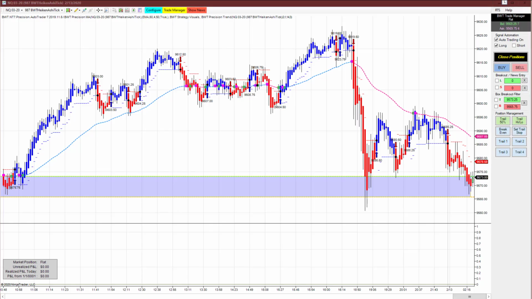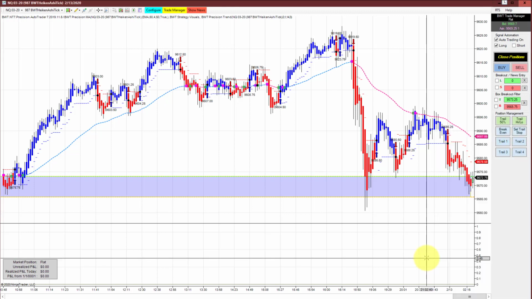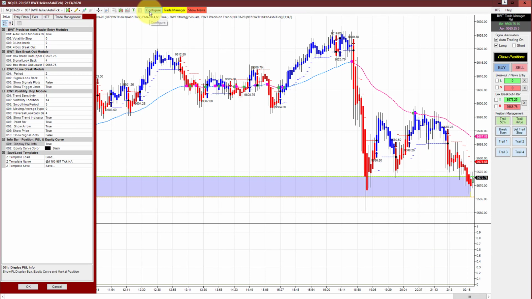Okay, hello everybody. It is about 15 minutes before the open of the London session, and I am attempting to use the breakout box mode in the Autotrader. So basically, if it comes into this zone and then out of this zone, it should go long as it crosses the volatility stop here. This is a 987 tick chart.